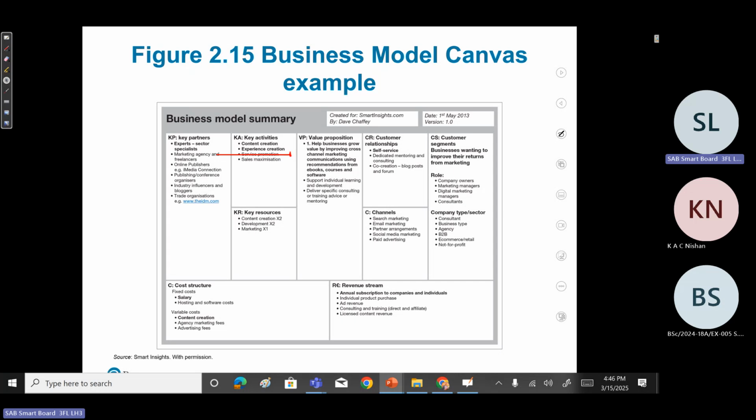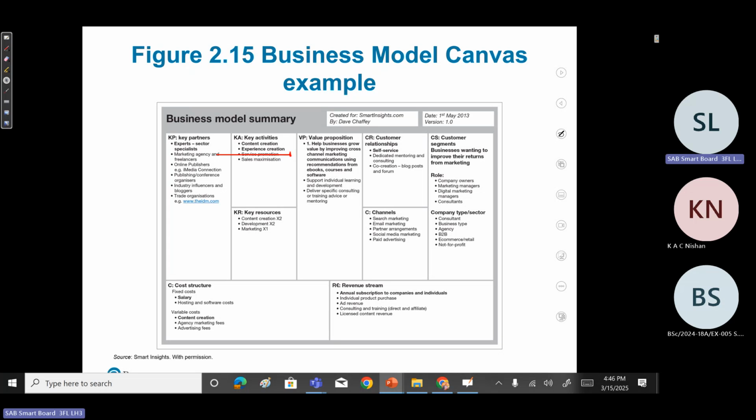And what are the channels? How is the service provided? Physically as well as online. Yesterday we had a physical lecture, one online lecture, and today we have a physical one. So you can see how it's being balanced.